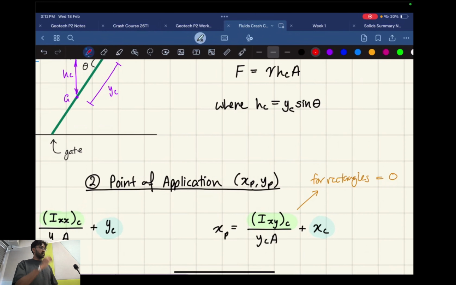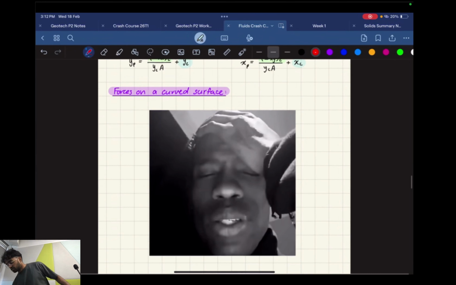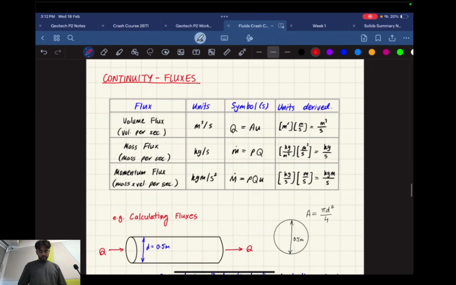That's just my interpretation of how to do it. And yeah, forces on a curved surface. It's really, really long, so I'm not going to go through it today. I do have a few videos on it though, on YouTube.